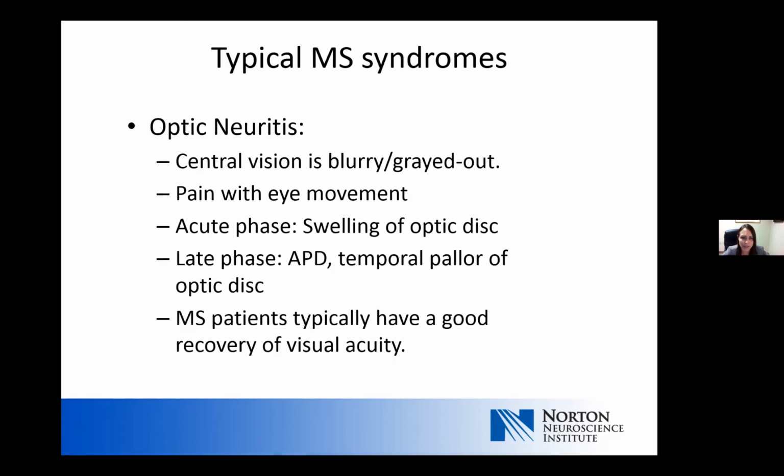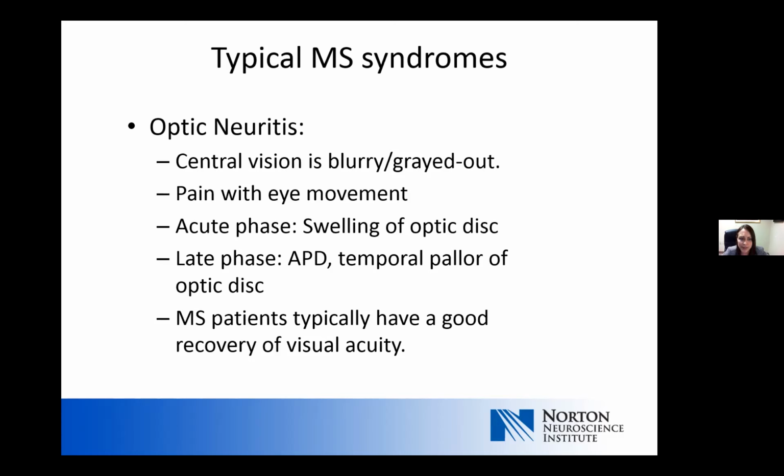One of the typical MS syndromes I typically see in my patients is optic neuritis. And in MS patients, it tends not to be very severe optic neuritis. What patients tell me is that they're looking through fog or looking through a dirty window, or that in the center of their vision, it's blurry or grayed out, or everything looks muted. They typically have pain with eye movement. If you do a fundoscopic exam in the acute phase, you'll see swelling of the optic disc. And then later on, you'll see temporal pallor. So you'll see a pale optic disc typically in the temporal location.